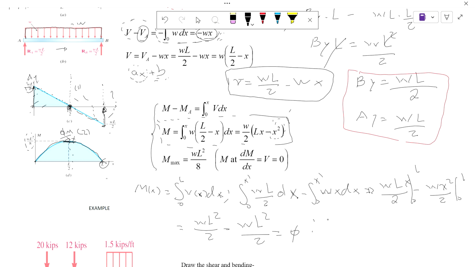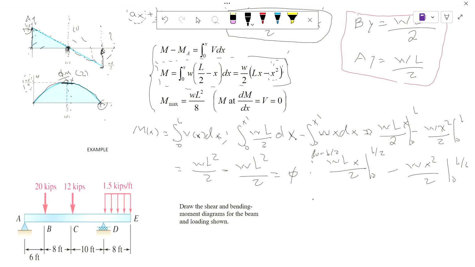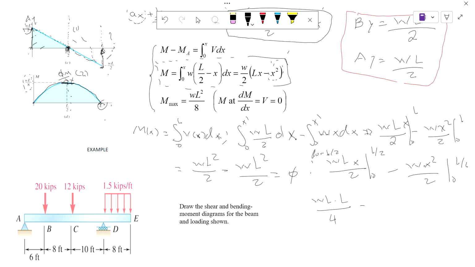Okay, let's do when it's L over 2. We have, let's fix this, WLx over 2 at 0 to L over 2, minus Wx squared all over 2. So the integration is the same. The only thing that changes is the limits. So we know that at 0 and at L, the moment is 0. The maximum would be at L over 2. So let's find that value. That would be WL times L over 2 times L over 4, minus W L over 2 squared divided by 2.